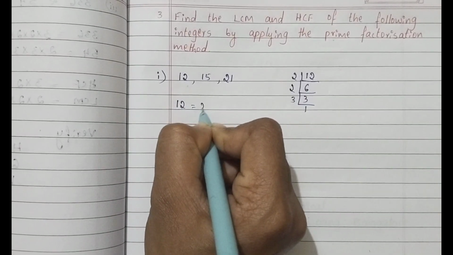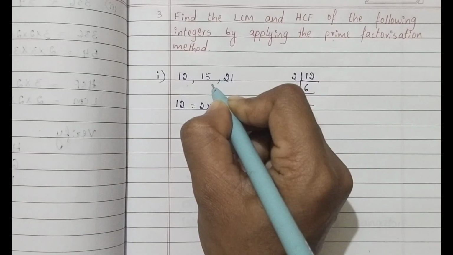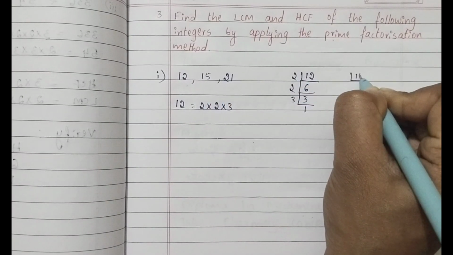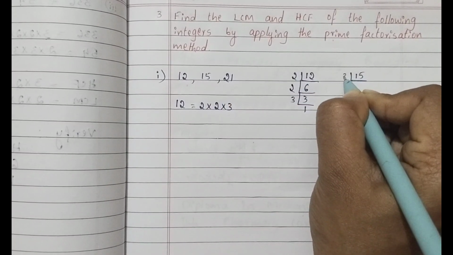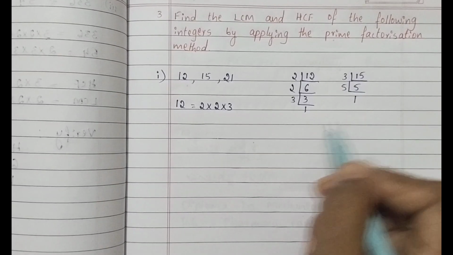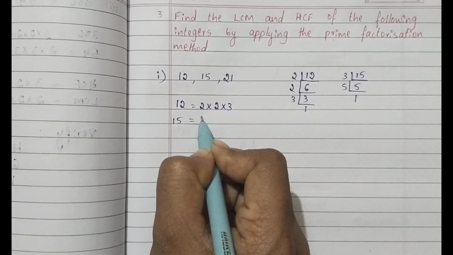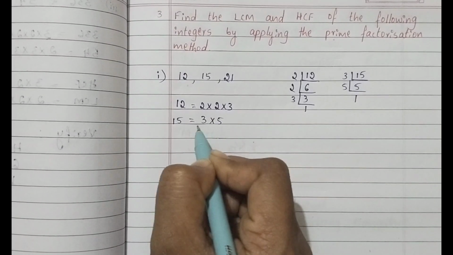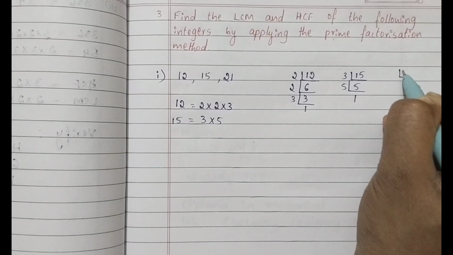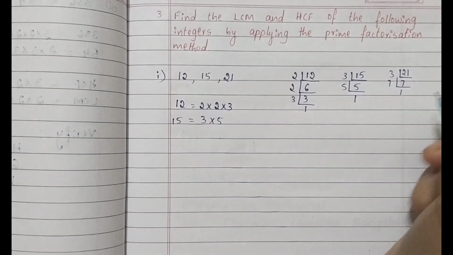Then the next number is 15. So we will find the factors of 15. We can divide it by 3. 3 fives are 15 and 5 ones are 5. So the factors of 15 are 3 into 5. Then the next number is 21. Factors of 21, it can be divided by 3. 3 sevens are 21, 7 ones are 7. So the factors of 21 are 3 into 7.